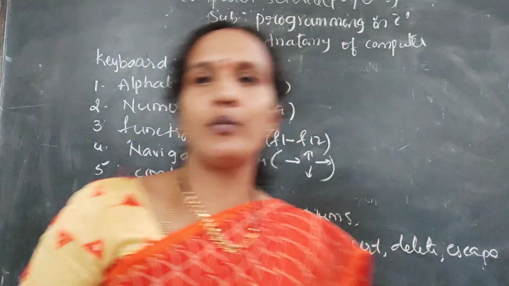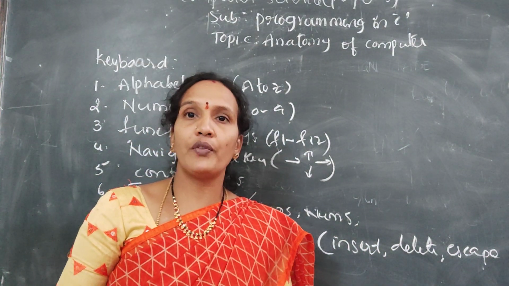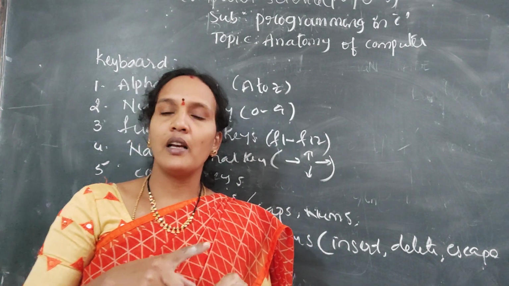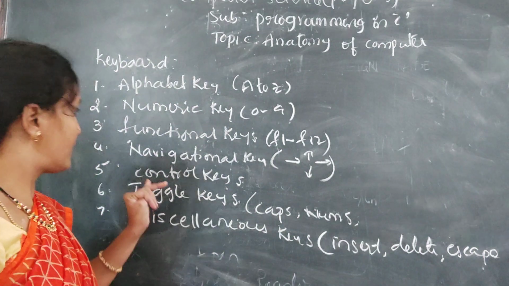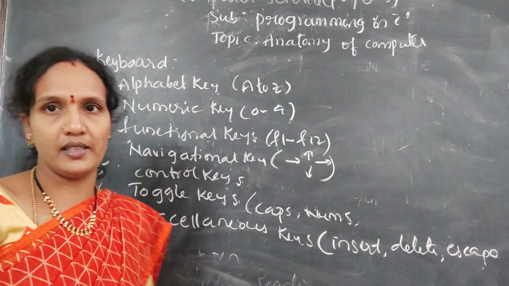So you understood the keyboard keys. How many keys do we have in total? 104, and the keyboard consists of different types of keys: character keys, numeric keys, navigational keys, functional keys, control keys, toggle keys, and miscellaneous keys.